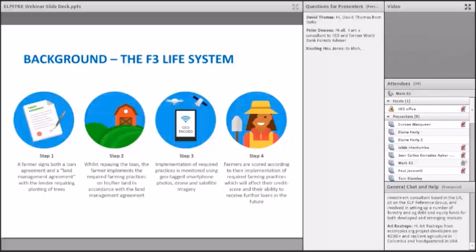Under step four, the information that we collect is then scored and then passed back to the financial institution for inclusion within their credit scoring algorithm or credit scorecard. And that then affects the farmer's ability to raise debt in the future. And so what the system ultimately creates is a strong incentive for farmers to transition towards more environmentally friendly, climate smart practices.